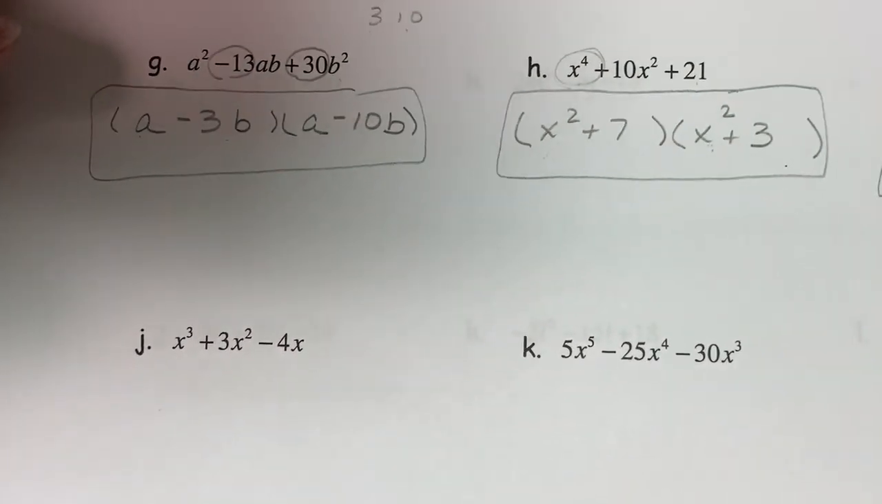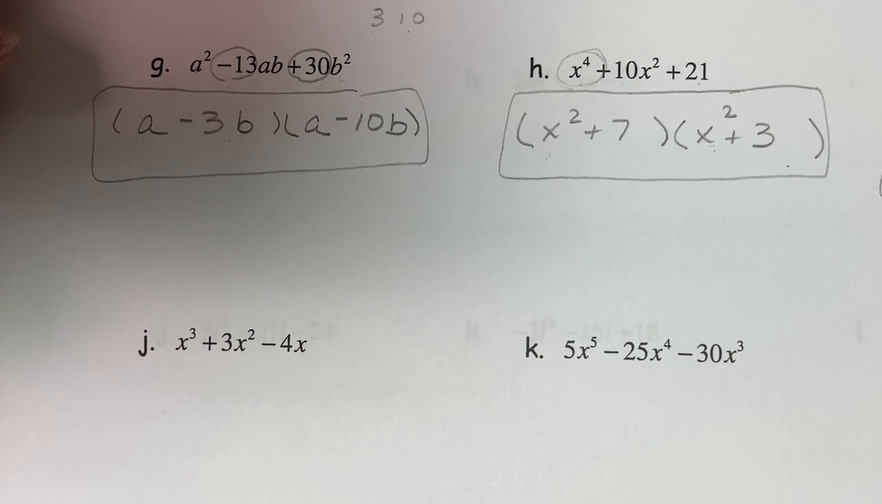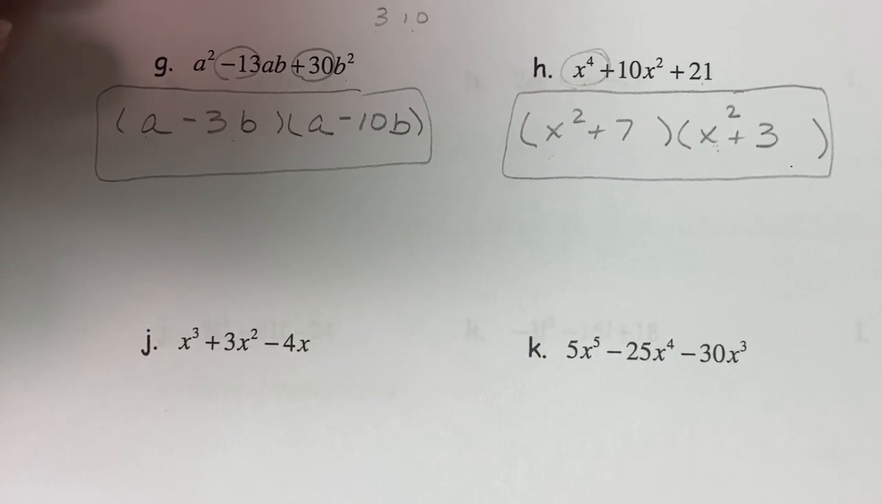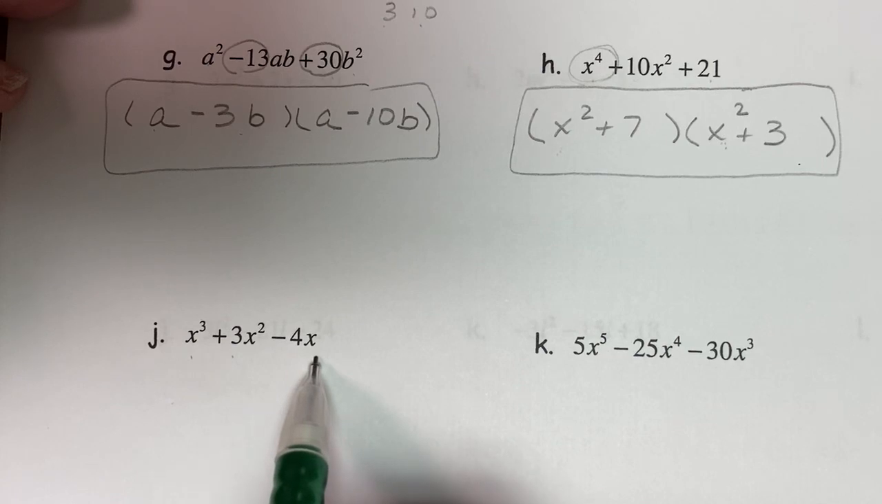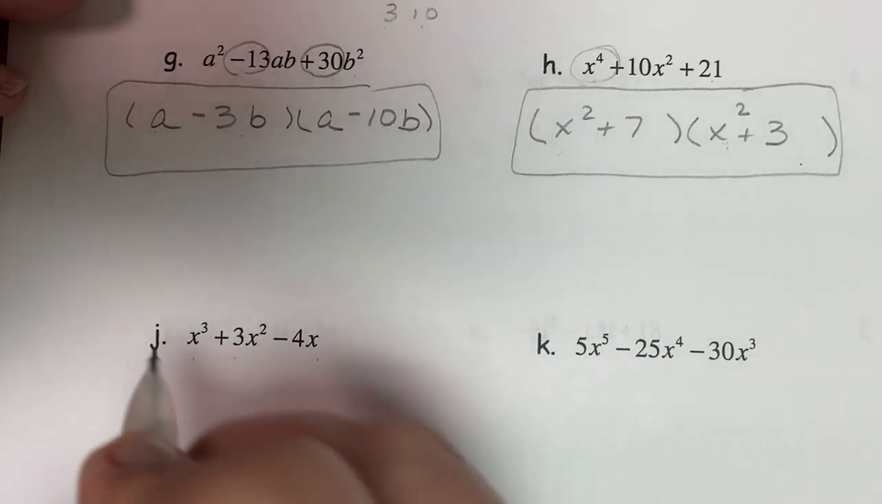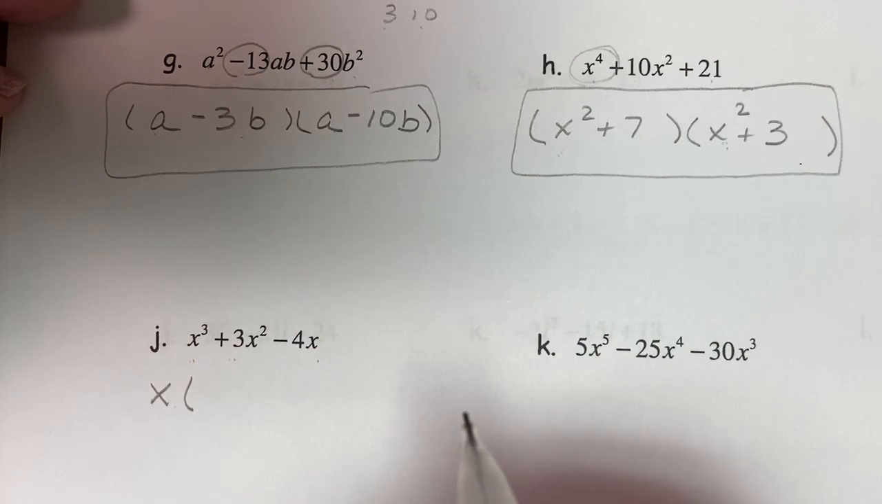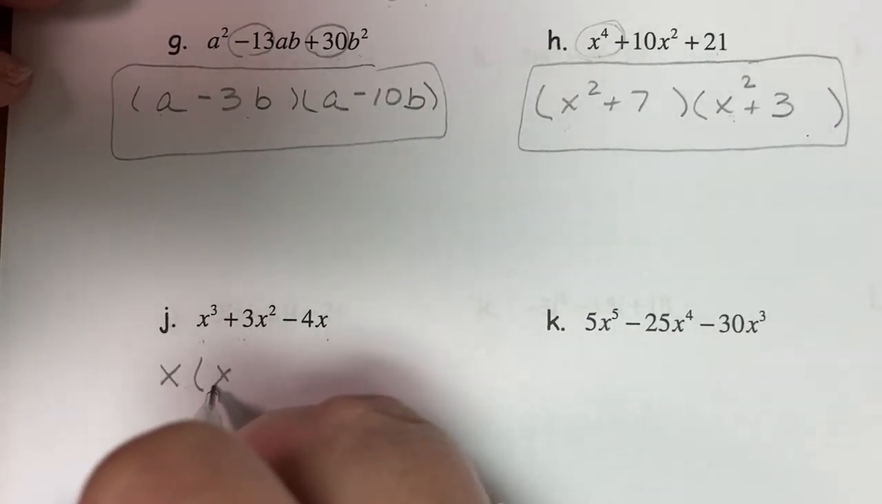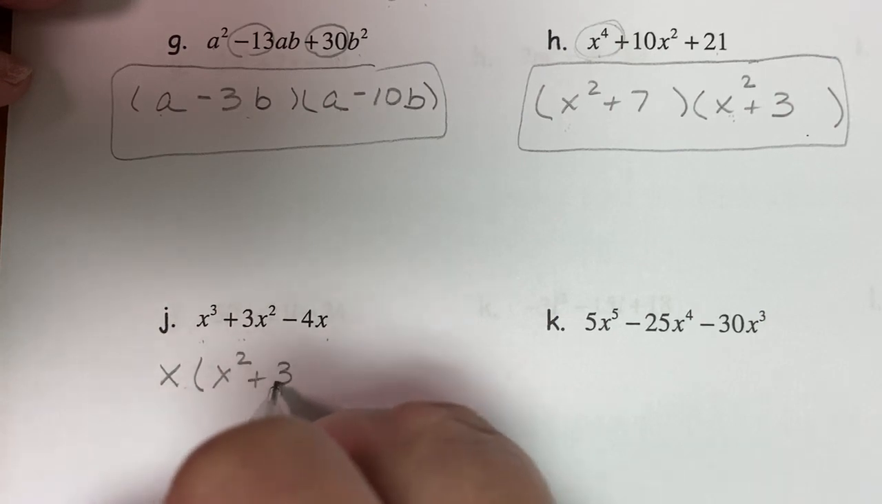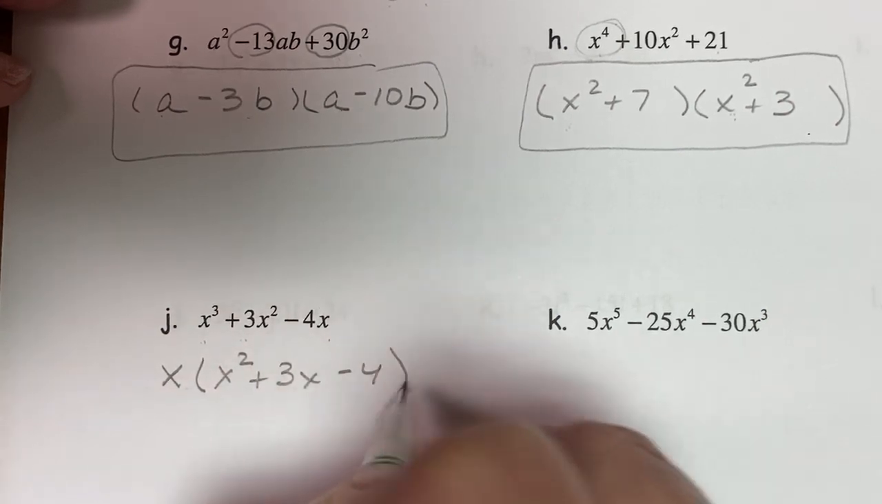Now, if we look at J, we go back to the fact that you should always take out a greatest common factor first. And here, there is a greatest common factor that I can take out. Do you see what they all have in common? They all have an x in common. So when I factor that out as a GCF, I'm going to be left with x squared plus 3x minus 4.